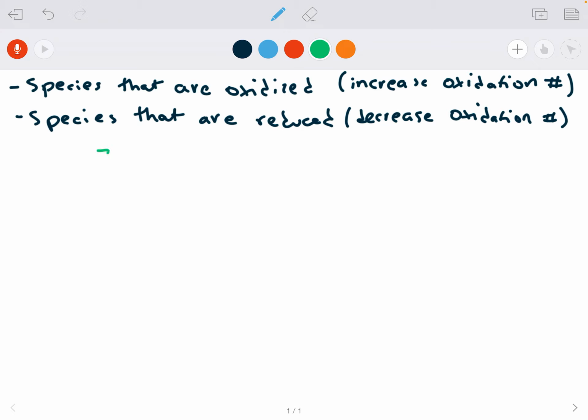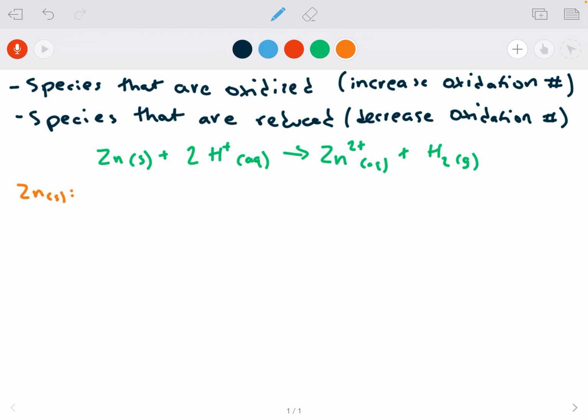All right, so let's say we have the following reaction here. Zinc solid plus 2H+ aqueous gives us Zn2+ aqueous plus H2 gas. So we should start off by calculating the oxidation number for each of the species in this reaction. All right, so for the zinc solid, our oxidation number is 0 because we're in elemental form.